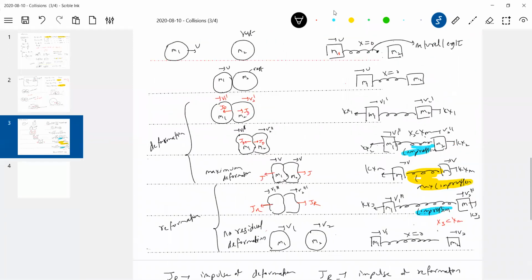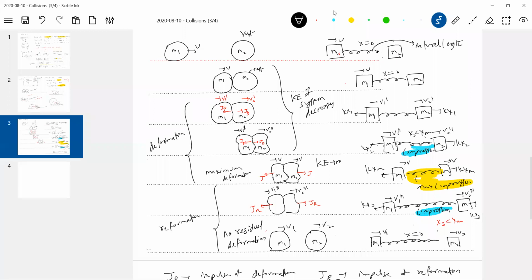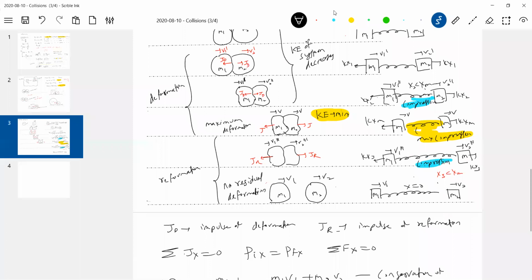Any reason for that? So we'll take help of this, look at this. What's happening to the kinetic energy of the system? It keeps on decreasing. Kinetic energy of the system decreases. Here it will become minimum. Kinetic energy will be minimum here. Then again, what happens? The kinetic energy of the system starts increasing.